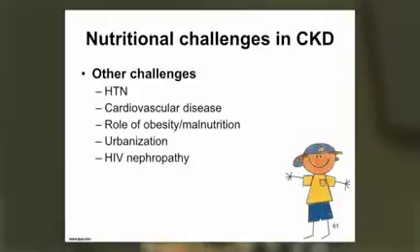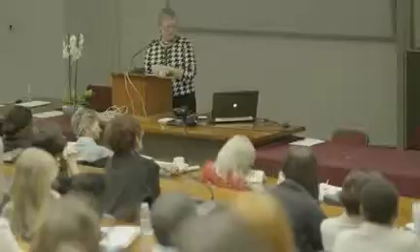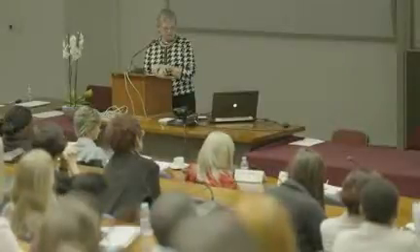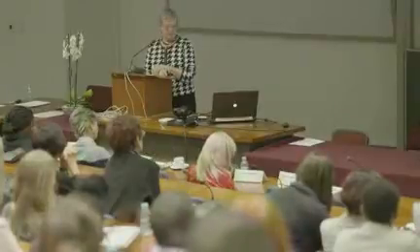So we have a dichotomy. Urbanization is changing the eating habits of populations. And then HIV nephropathy, as I've mentioned before, but we don't actually have data for that. So, hypertension: the CKiD study is still ongoing, but they keep on publishing data. In this case, they followed 568 children from the age of 1 to 16 years until the age of 21 years, and they found that 54% of them had baseline systolic hypertension.